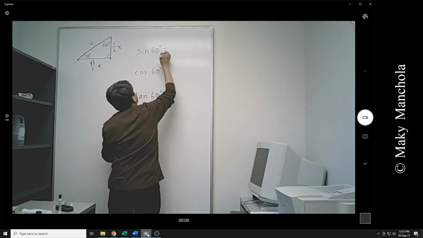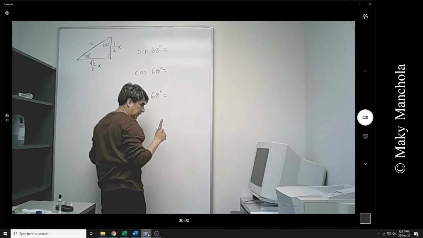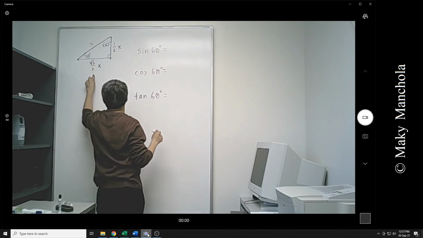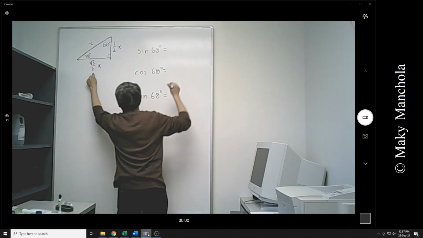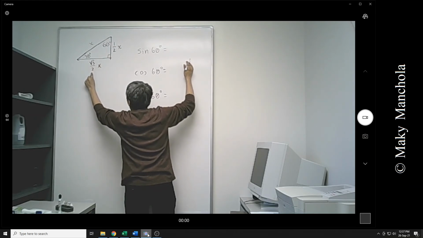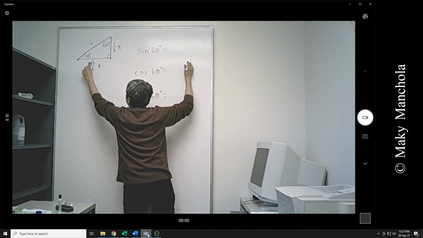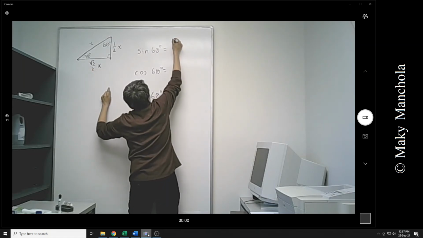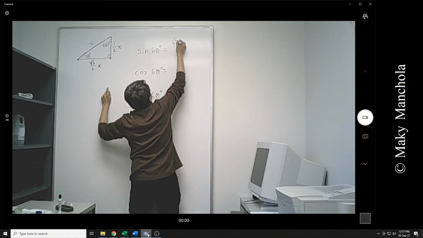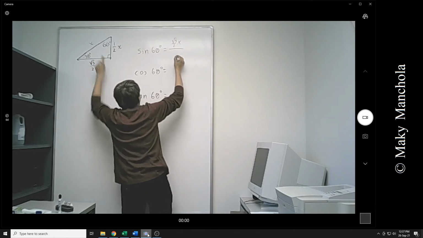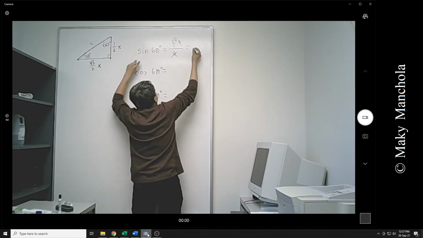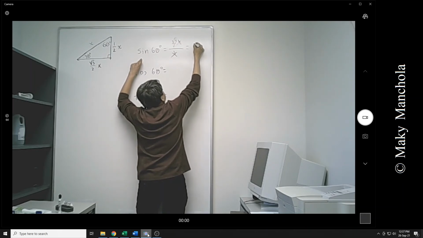Now, sine of 60 degrees is what? Is the ratio of the opposite side to 60 degrees over the hypotenuse. In this case, the side opposite to 60 degrees happens to be length root of 3 over 2x. So it's root of 3 over 2x over the hypotenuse, which is x. The x's cancel, so we find that the sine of 60 degrees is simply square root of 3 over 2.